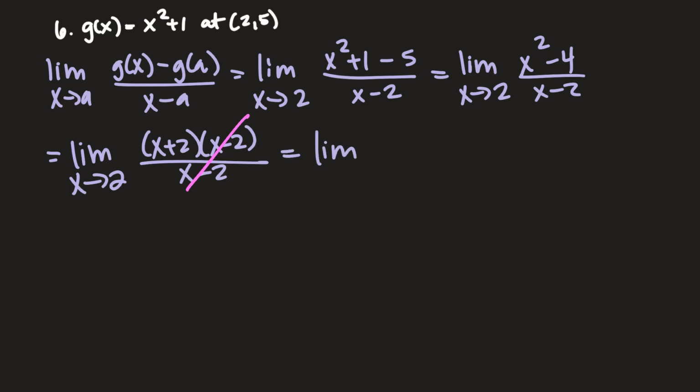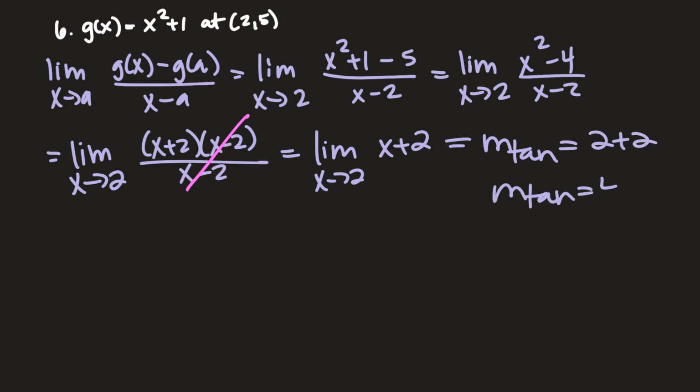And I have the limit as x approaches 2 of x plus 2, right? So we're ready to evaluate. This is linear. So then I know that m tan is equal to 2 plus 2. So m tan is equal to 4.